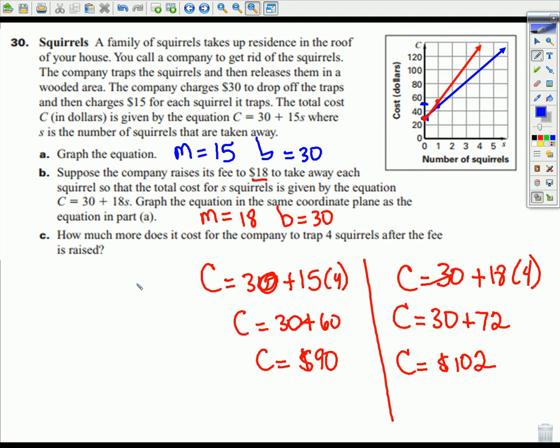So to figure that out, we're going to go ahead and subtract 102 minus 90, and it's going to cost $12 more, because it's really costing $3 more per squirrel, and there are 4 squirrels. 3 times 4 is 12.